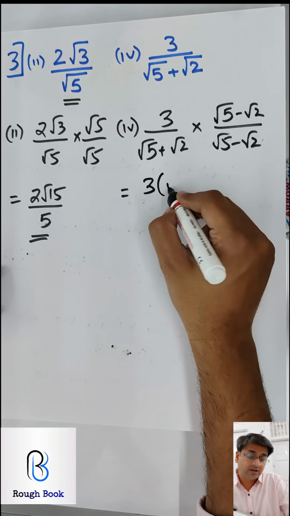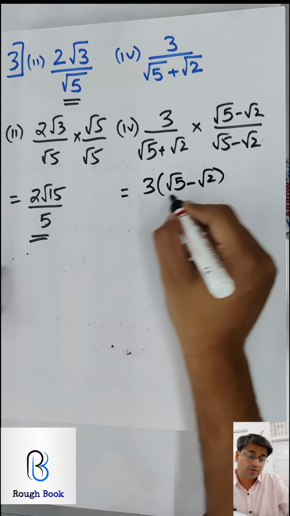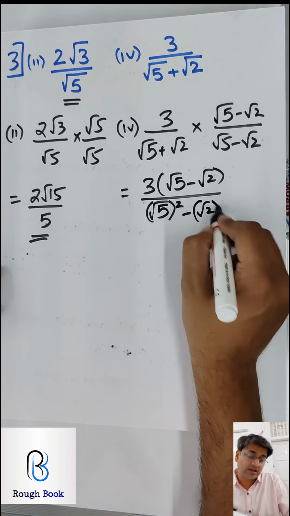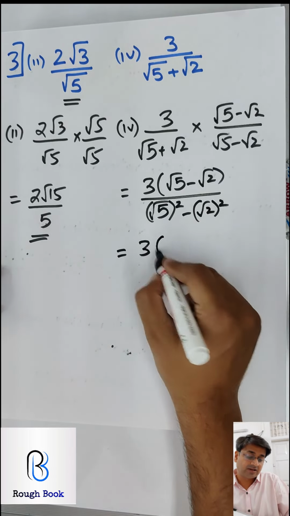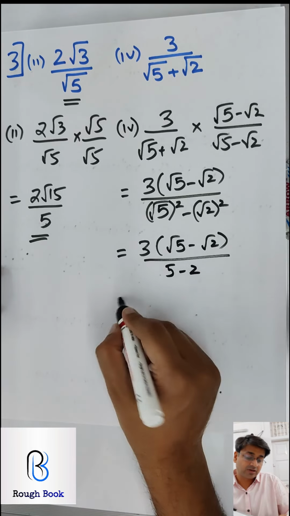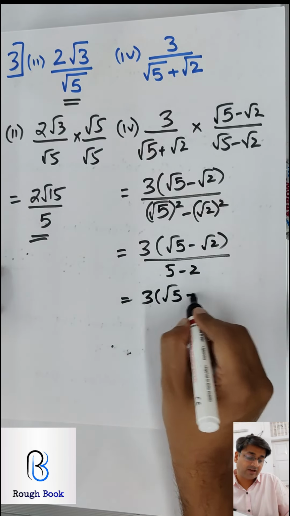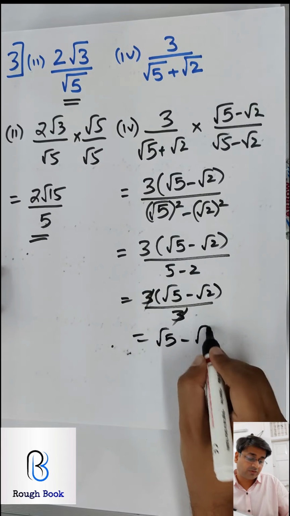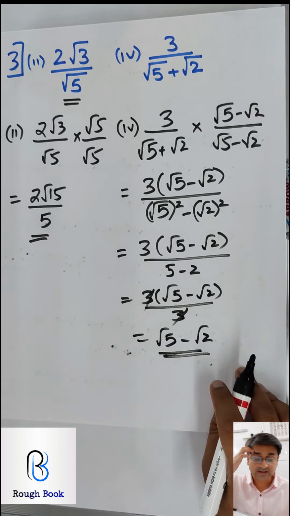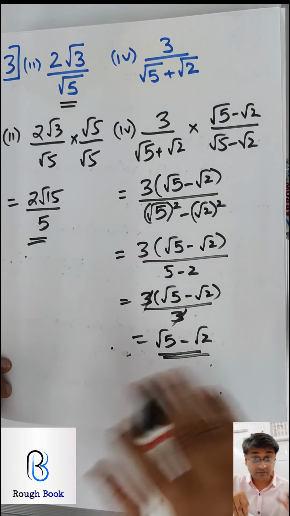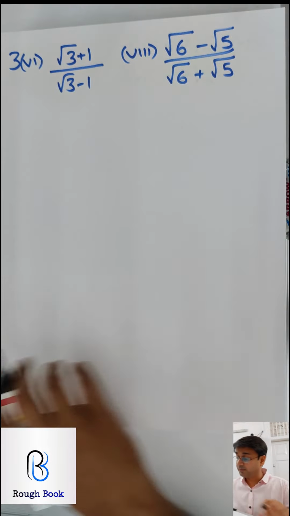So it's going to be 3 root 5 minus root 2 upon root 5 the whole square, a plus b, a minus b. So I shall get 3 times root 5 minus root 2 upon 5 minus 2. So 3 times root 5 minus root 2 upon 3. 3 gets cancelled. So root 5 minus root 2. That's it. Are you getting it, everyone? How many of you got this on your own? Very good. If you are getting it at this stage, brilliant.